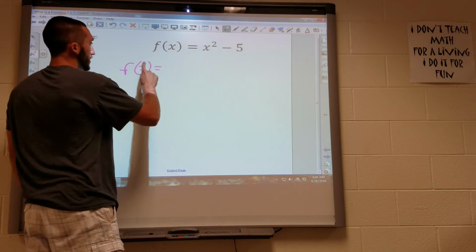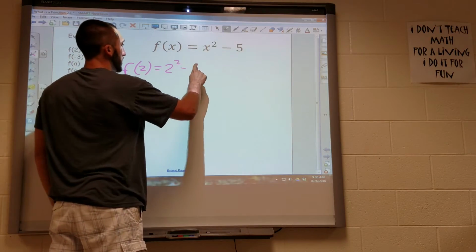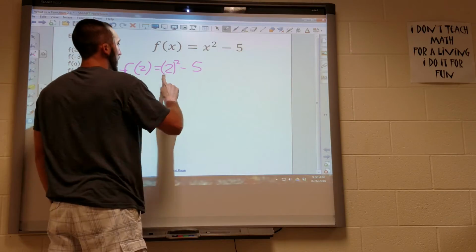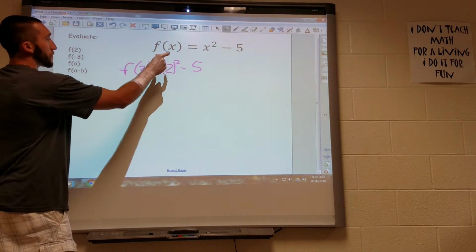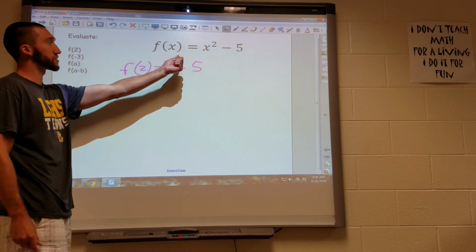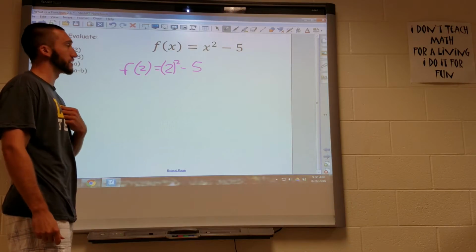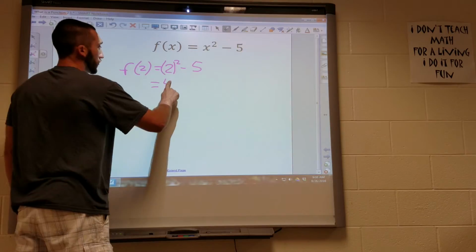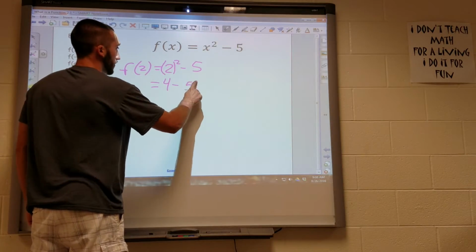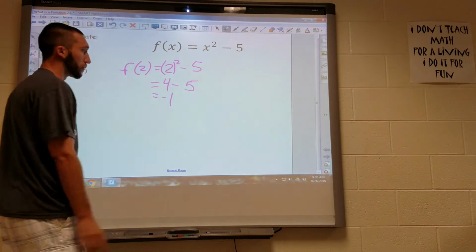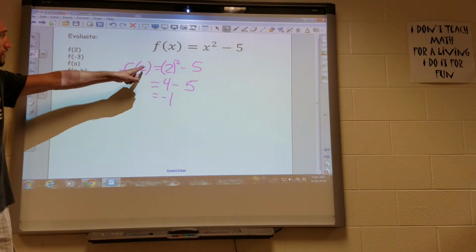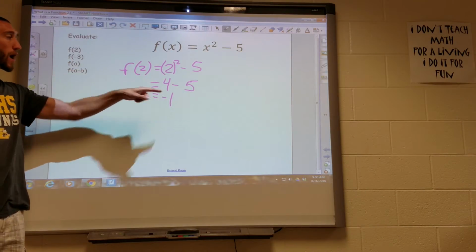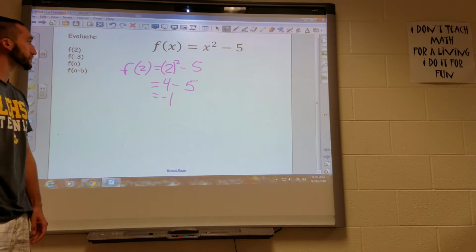So that means I get 2 squared minus 5. I'm going to put that in parentheses. So whatever I see here, I'm just going to put it in parentheses, especially when I'm squaring things, that can make a big difference. So now I go through and solve. 2 squared is 4, minus 5 gives me negative 1. So my x value of 2 corresponds to a y value of negative 1.